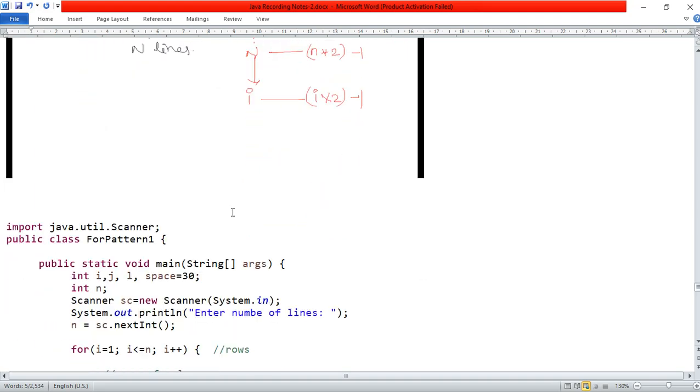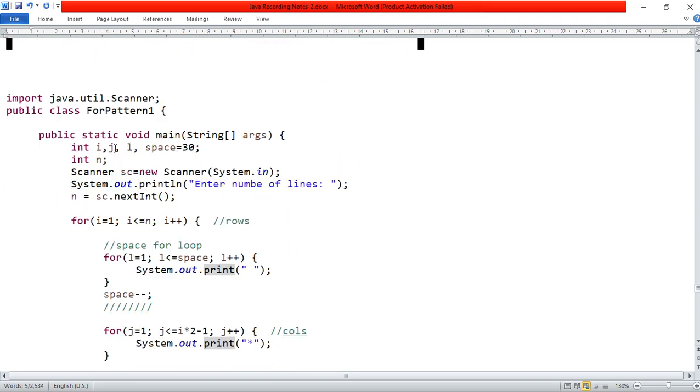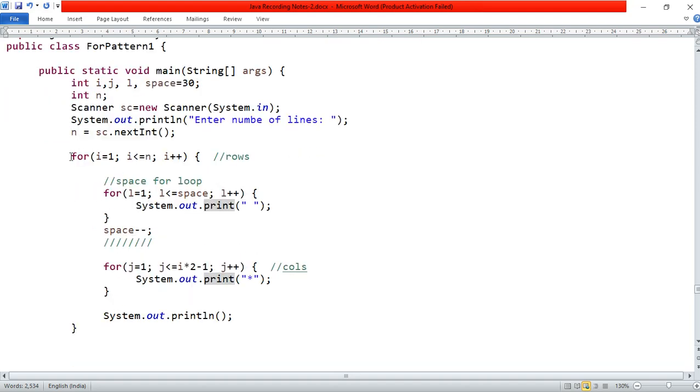Let me explain the program here. So i and j are the loop variables. Now I am going to take l as the space loop variable, and the number of spaces that I am going to print is 30 spaces, assume. Okay. And here I am taking an integer n, and I am reading the number of lines into n. Now I have to run the loop for n times, meaning n rows. Okay. n lines. i is equal to 1, i is less than or equal to n, i plus plus.